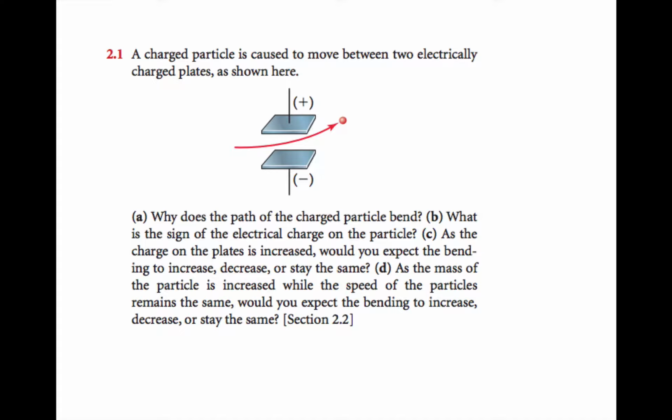So, B. What is the sign of this electrically charged particle? Since it's bending towards the positive plate and away from the negative plate, the assumption here is that the particle is charged negative.